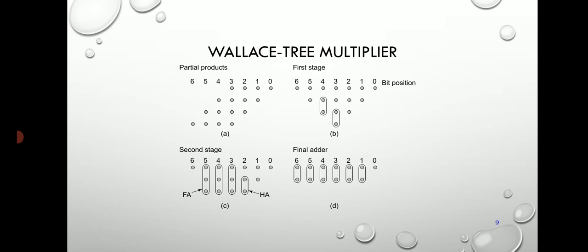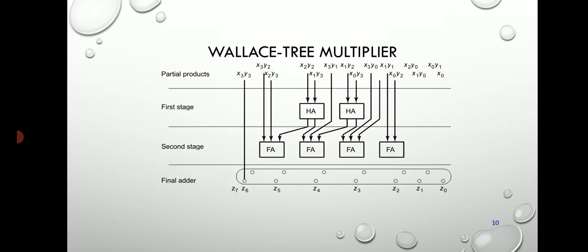The Wallace tree multiplier contains a 4-bit 2's complement multiplicand, 1100, times a 4-bit multiplier. First come the partial products. Next it goes to the first stage, where the bit positions are changed. So full adders and half adders are merged and finally added in the final adder. So this is the structure of the Wallace tree multiplier.